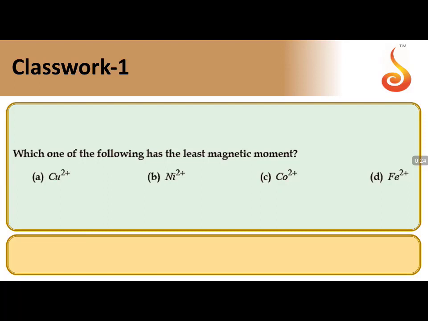For magnetic moment, we are going to see the number of unpaired electrons as the criteria to decide this. So we have copper, nickel, cobalt and iron, Fe2 plus. Let us write the atomic numbers 29, 28, 27, 26. When you take the electronic configuration, just add the two numbers and subtract the charge from it. That will be your configuration.